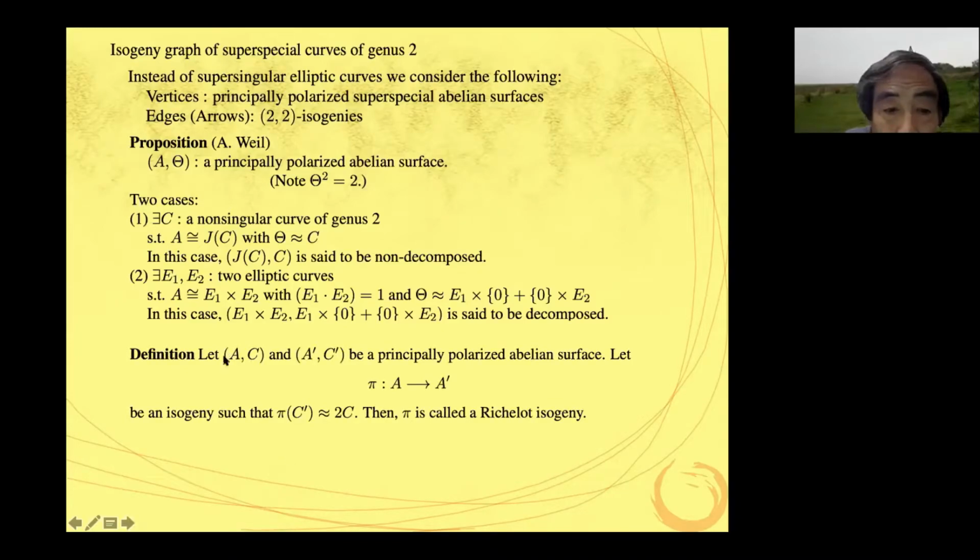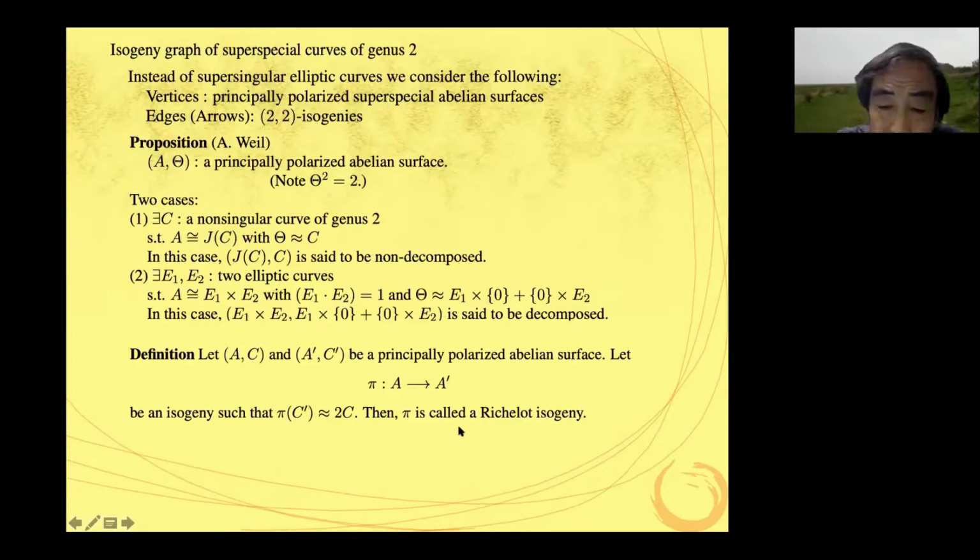And we consider the Richelot isogeny. I give the definition of Richelot isogeny. First, we consider two principally polarized abelian surfaces, (A, C) and (A', C'). And we consider an isogeny π from A to A' such that the pullback of C' is numerically equivalent to 2 times C. Then in such a situation, the isogeny π is called a Richelot isogeny.